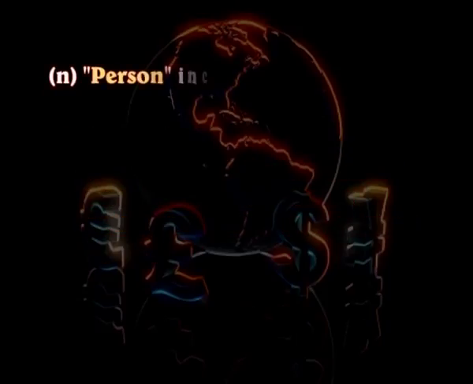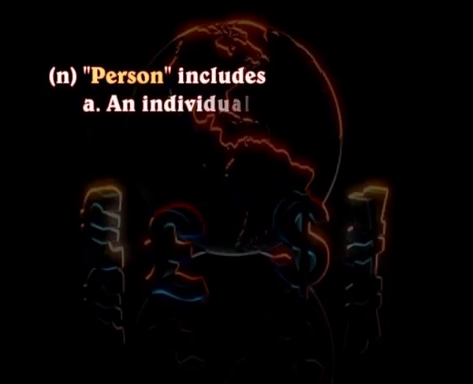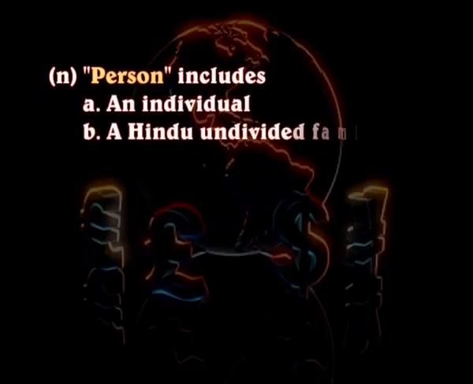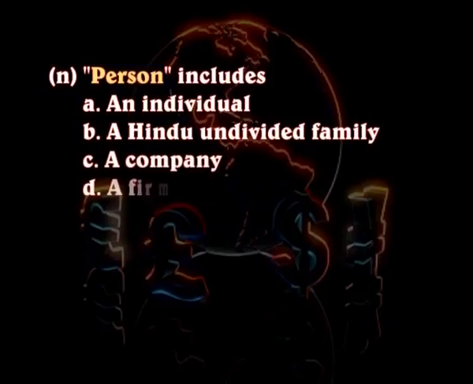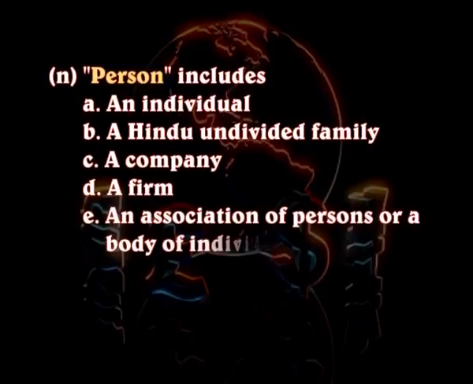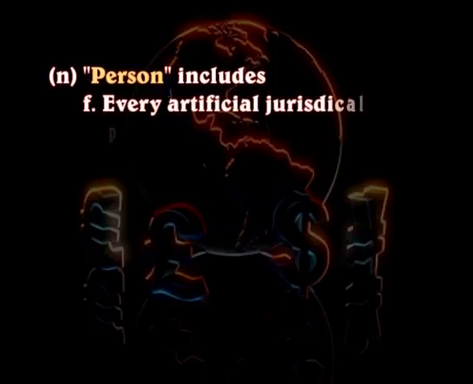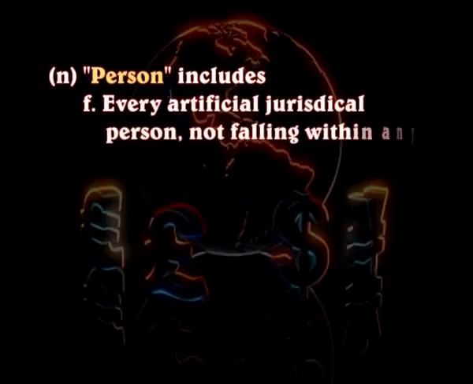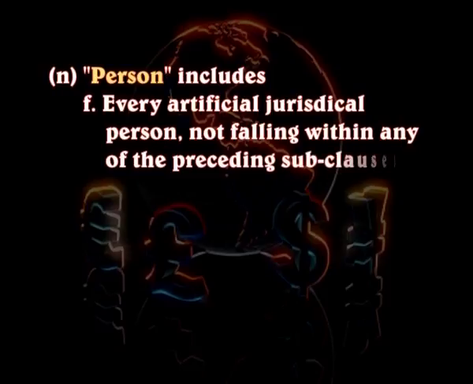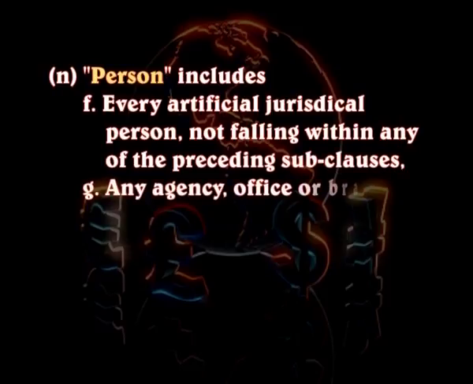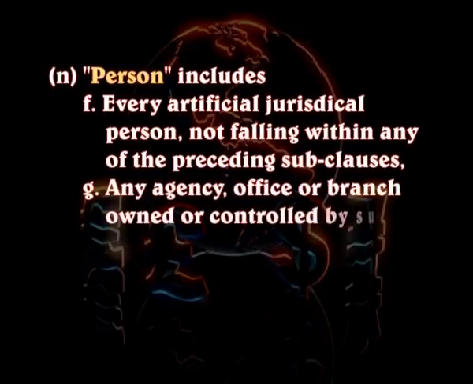N. Person includes A. An individual, B. A Hindu undivided family, C. A company, D. A firm, E. An association of persons or a body of individuals, whether incorporated or not, F. Every artificial juridical person not falling within any of the preceding subclauses, and G. Any agency, office or branch owned or controlled by such person.